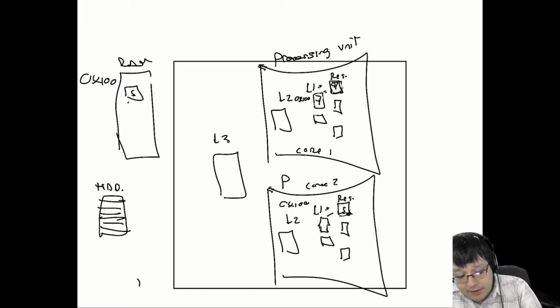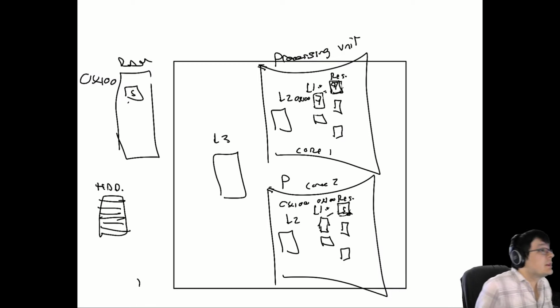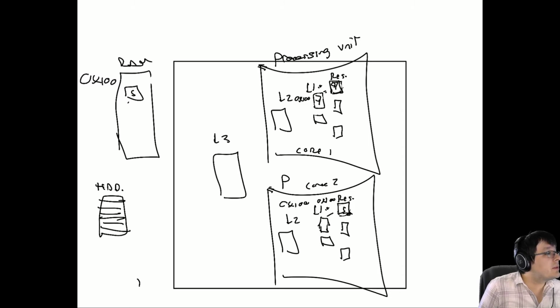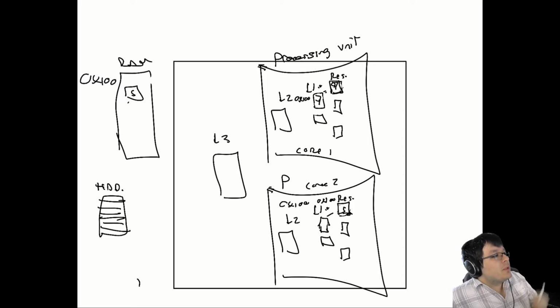Or having a 5 here from address 100. So copying into L1 cache is enough. It doesn't have to be copied. Well, that's exactly what I'm saying. That's exactly the last thing you said is exactly the problem that I'm trying to show you here.